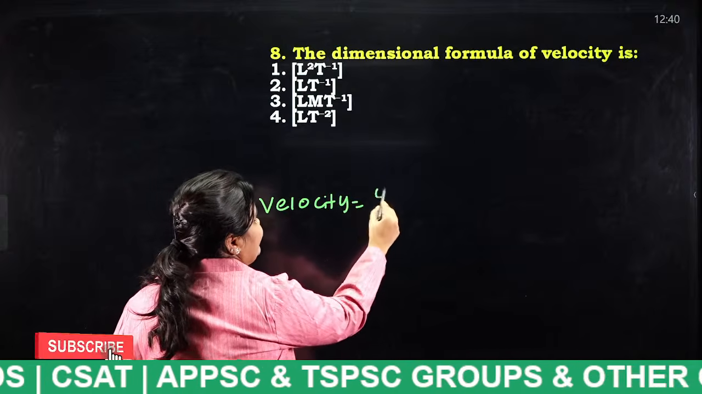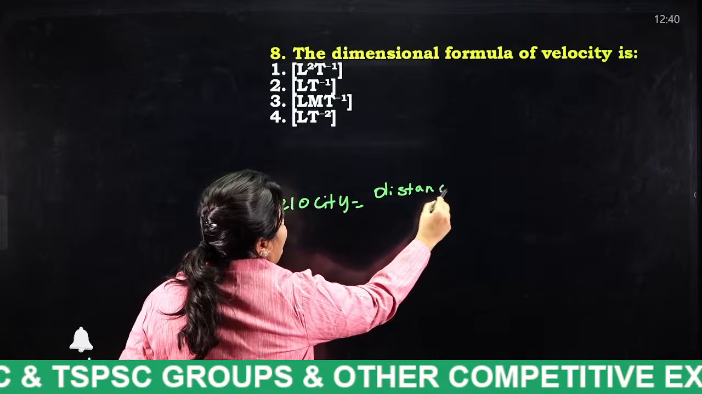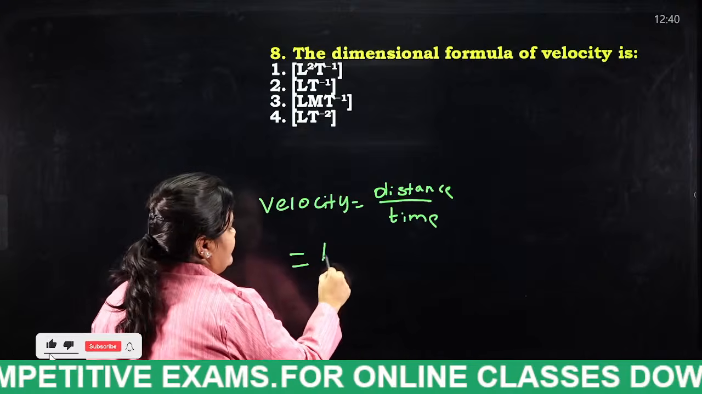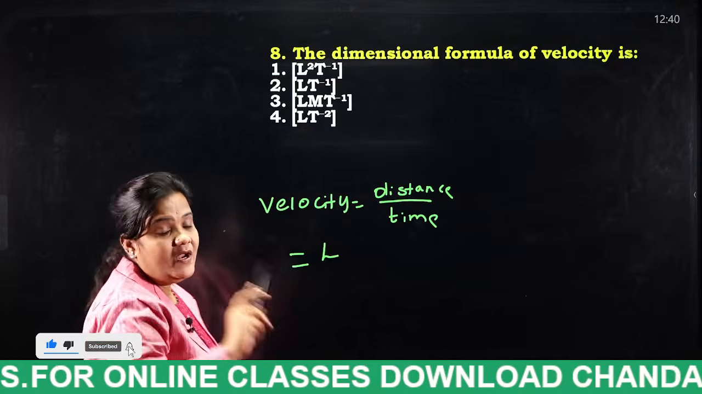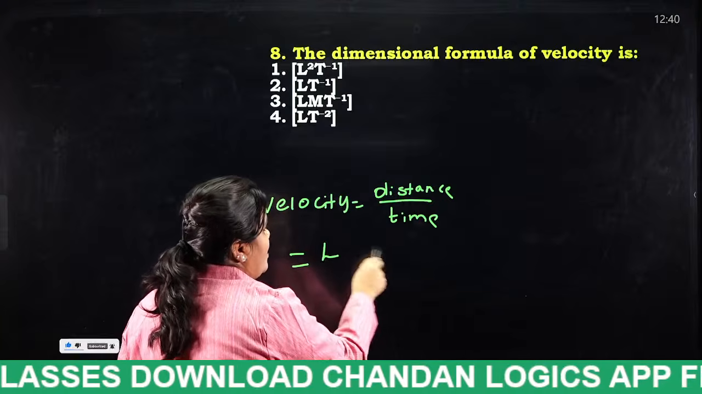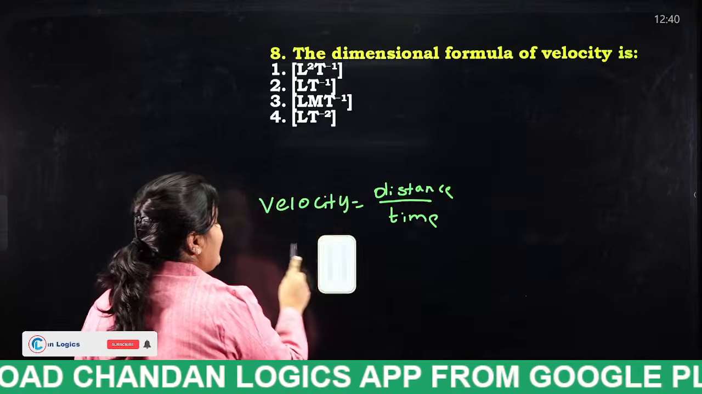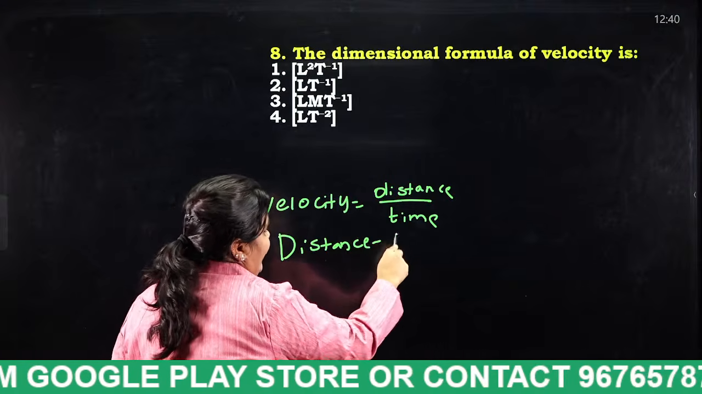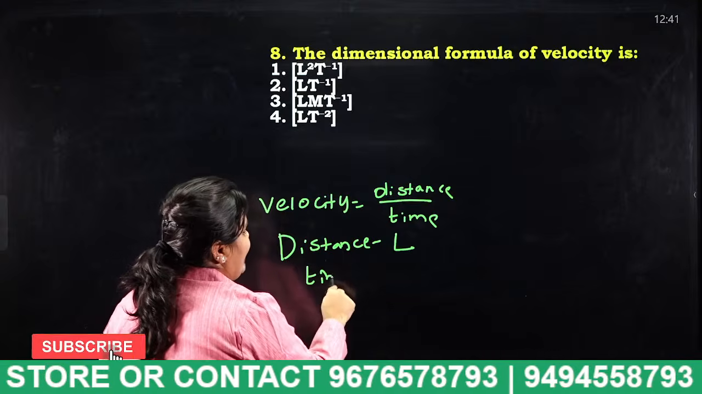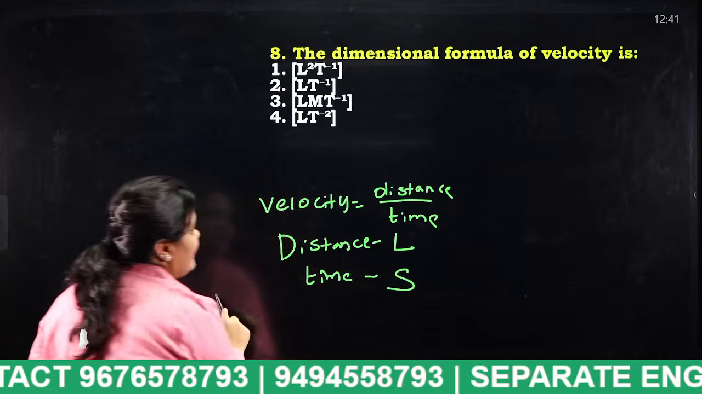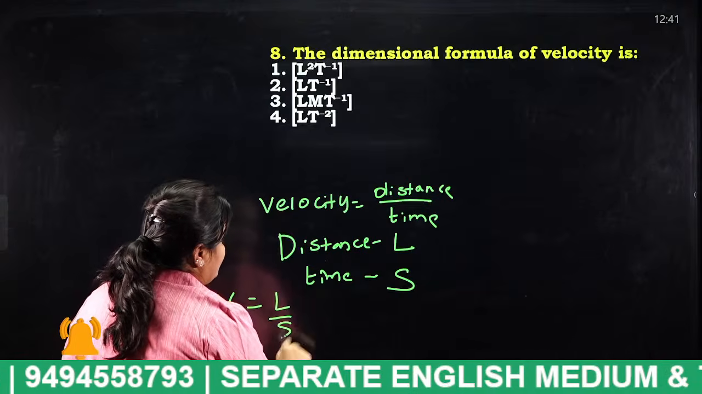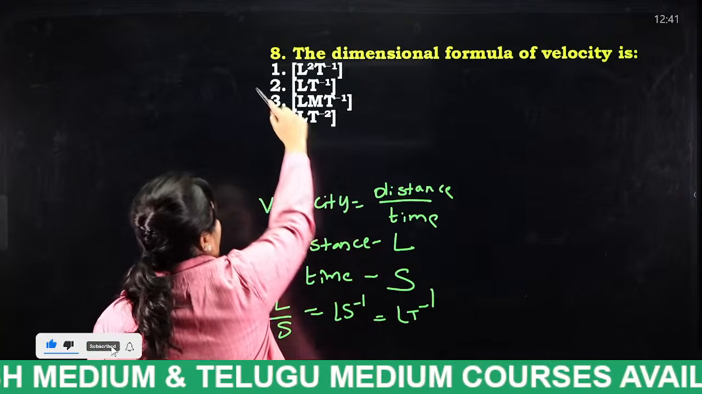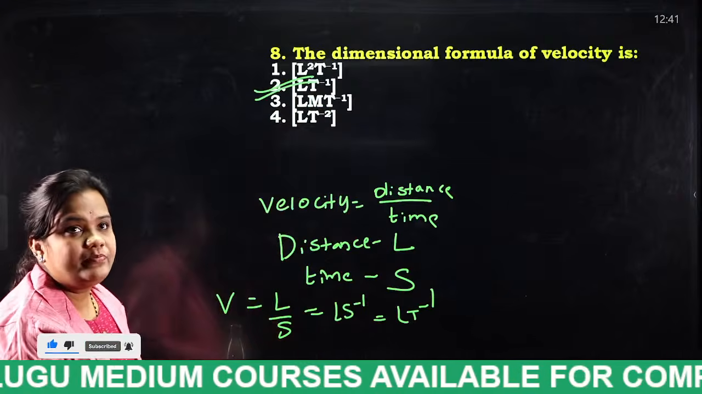Velocity is equal to distance by time. Okay. What is the unit of distance actually? Unit of distance is length. Okay, unit of distance is nothing but what? Length. And what is the unit of time? How can we write the dimensional formula? Distance is nothing but what? L. And time is written in second, S. How can we write this? Okay, L by S. So L S power minus 1. S is nothing but what? Time. T power minus 1. So option 2 is the correct answer. Okay. Next.